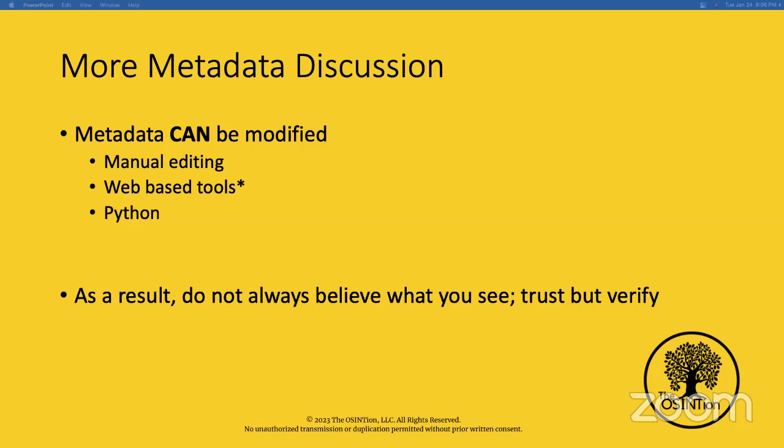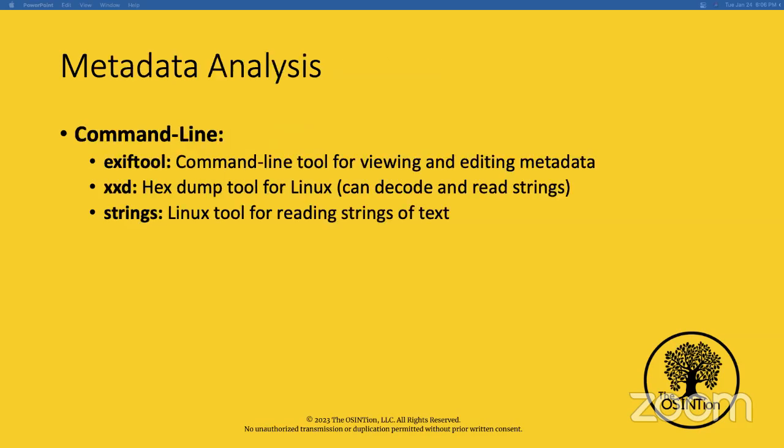As a result, you want to understand that you don't always have to believe what you see. You need to trust but verify. I personally wrote a tool that I collectively call the EXIF Stomper that overwrites EXIF data within a file with garbage information. To that end, you can also use ExifTool to do that as well. ExifTool is the standard command line tool for viewing and editing metadata. You can also view metadata via xxd, which is a hex dump tool. And then you also can do the same with strings.